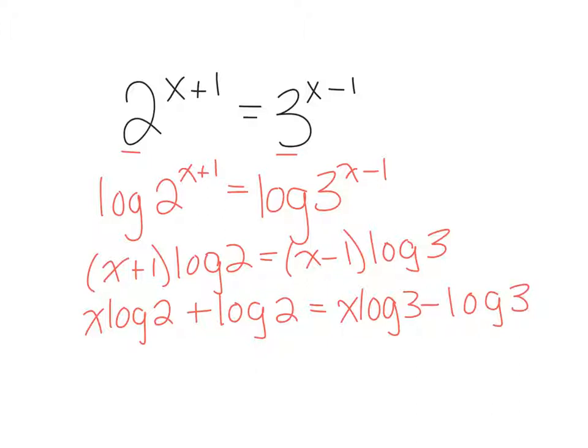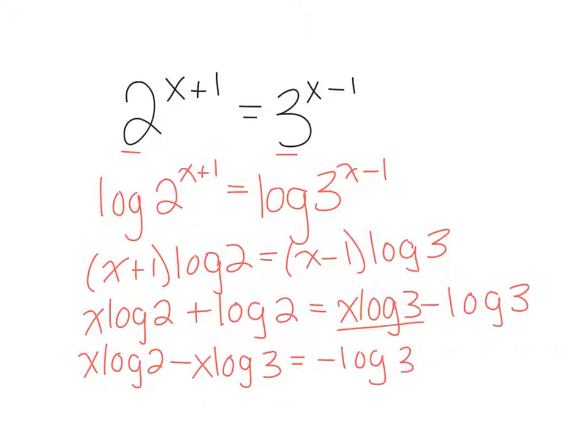And then I'm going to move all my x's on one side. So I'm going to take anything that contains an x. So x log 2, and then this x log 3, I'm going to move that over and make it negative x log 3. And then I'm going to keep my negative log 3 here. I'm going to move positive log 2 over, so it becomes negative log 2.